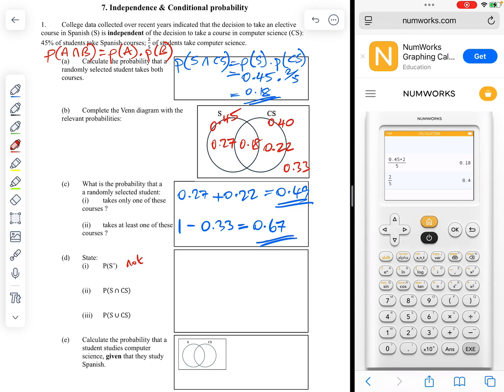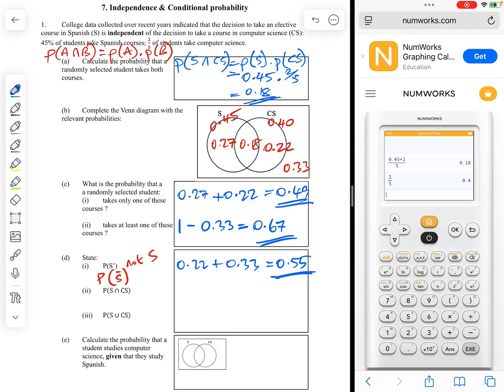D, part 1. What's the probability of S dash, not S? So this is not Spanish people. Could be written like this with a bar at the top. Who does not do Spanish? These people and these people do not do Spanish. 0.22 plus 0.33, 0.55.